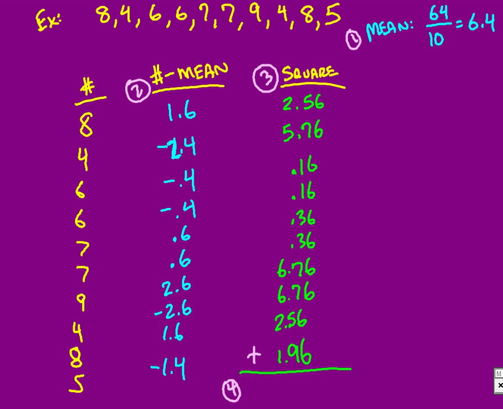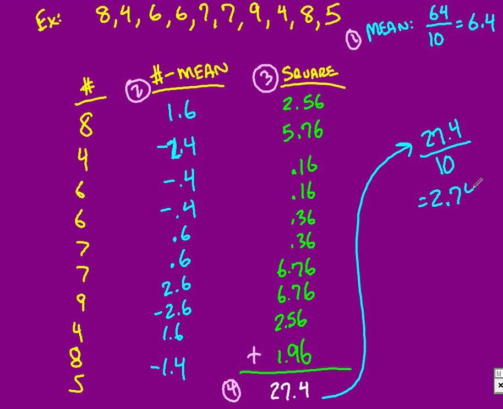When I add all of those 10 numbers up, I get a value of 27.4. I'm going to take that 27.4 and divide it by 10. Why 10? Because again, there are 10 numbers. It's like we're finding the mean of that number again. So that gives you 2.74. That is your fifth step.